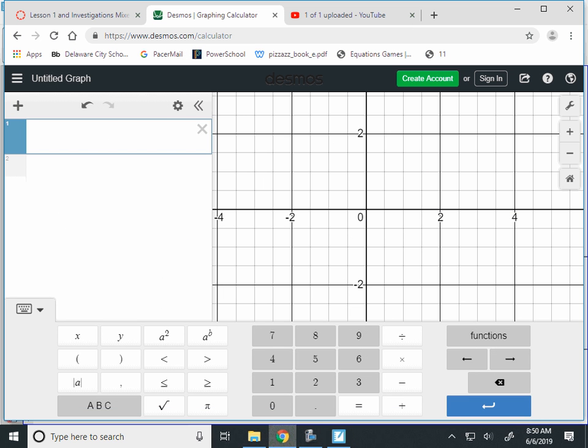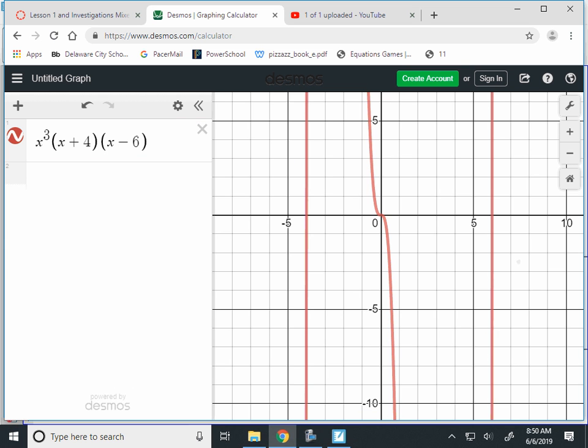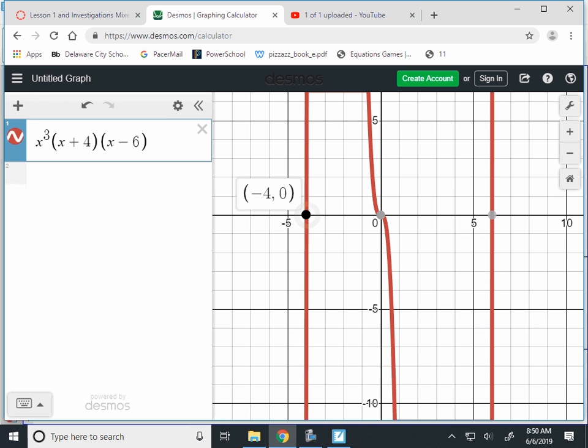If you're not sure if you did the picture right or your behavior correctly, let's go ahead and look at a picture. This graph is x cubed times x plus 4 times x minus 6. All right. Now, if I zoom out, you should see that you do cut through at negative 4, you flatten out at 0, and you go back through at 6.